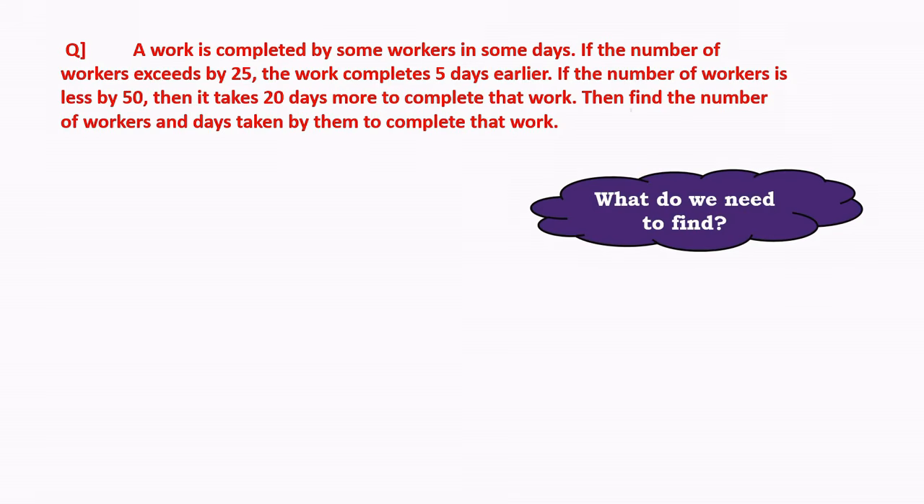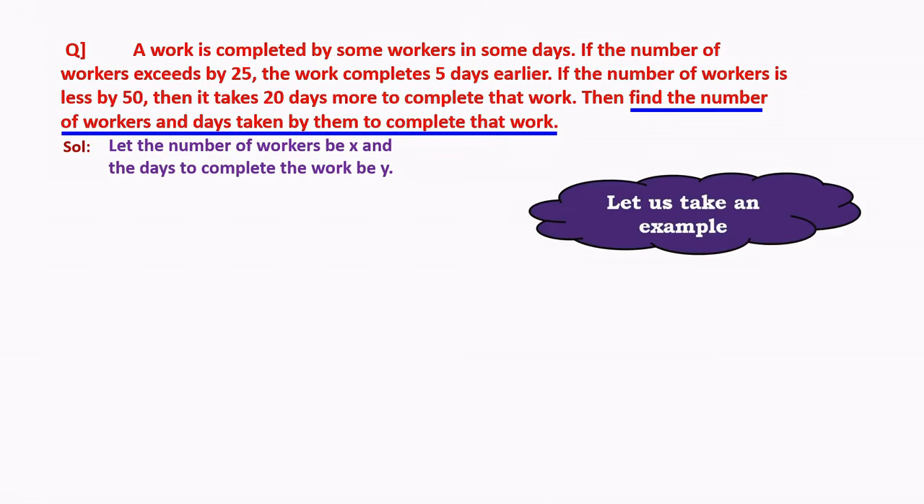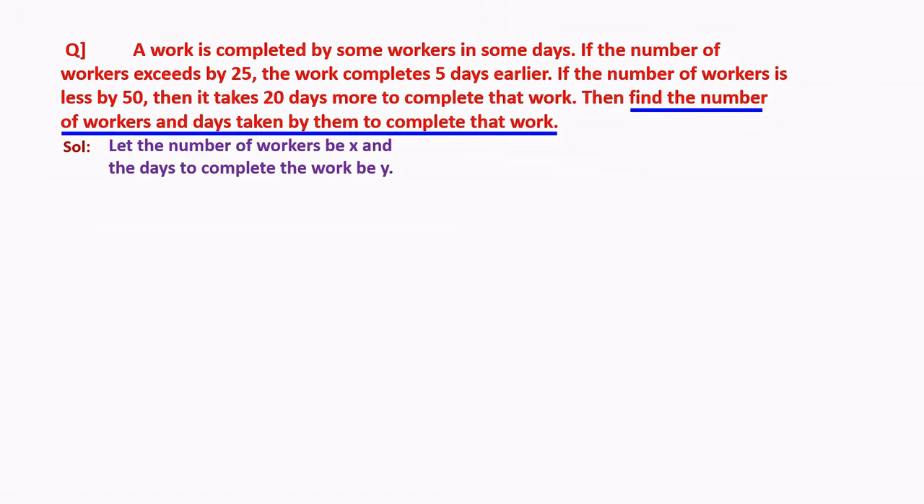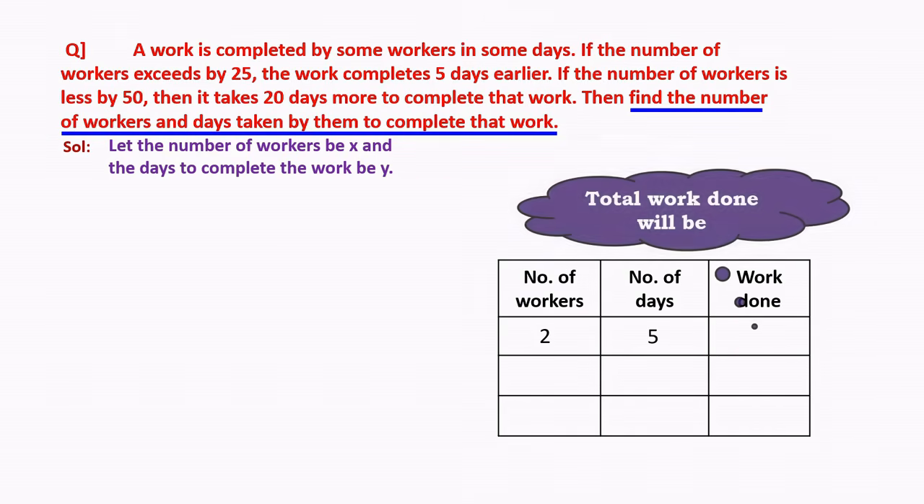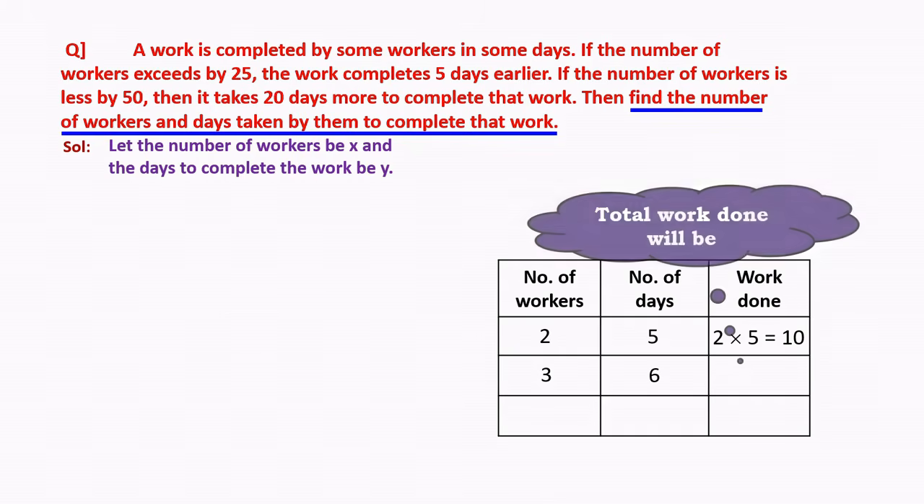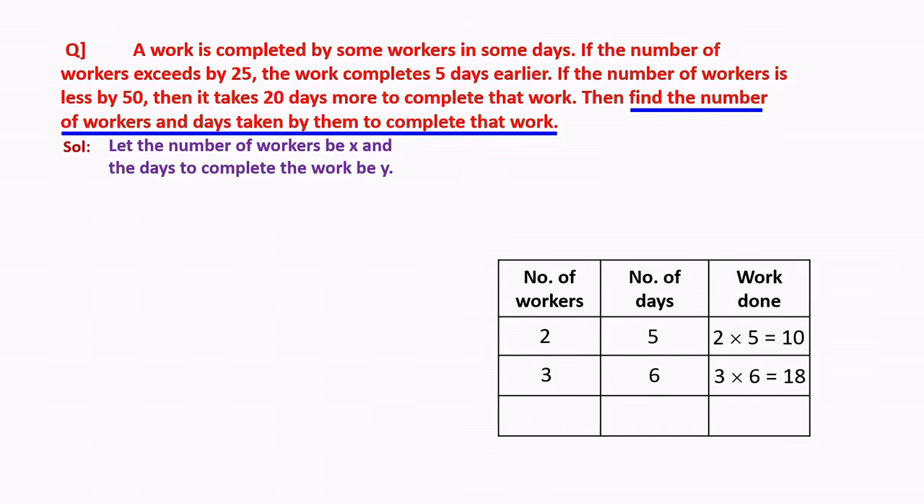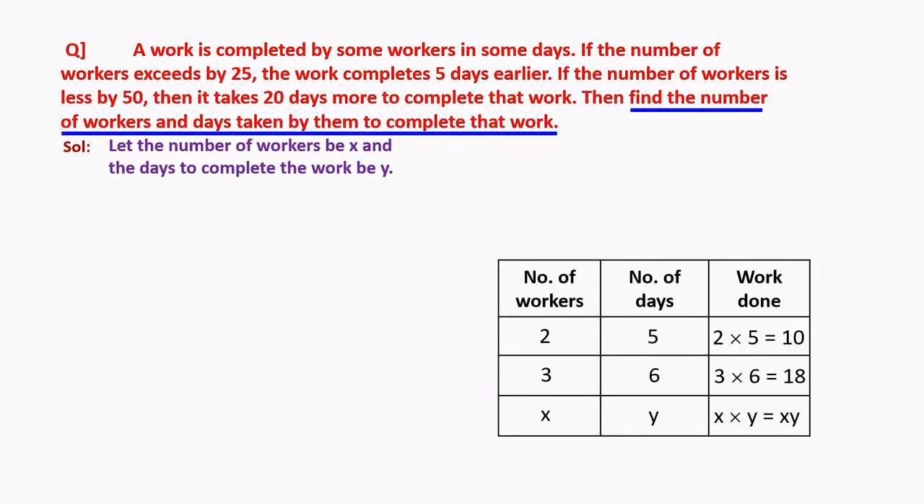Let the number of workers be X and the number of days be Y. Let us take a simple example to understand. If 2 workers work for 5 days, the work done is 10. If 3 workers work for 6 days, the work done is 18. So, in general, if X workers work for Y days, the total work done is X multiplied by Y. So, total work done equals XY.